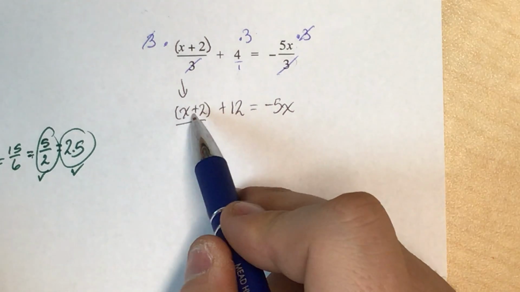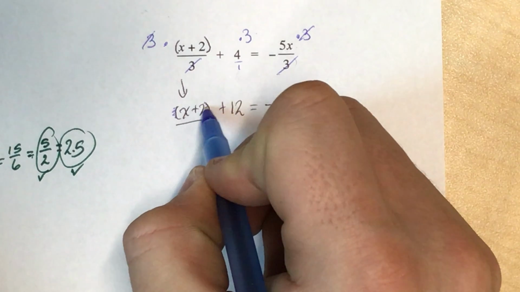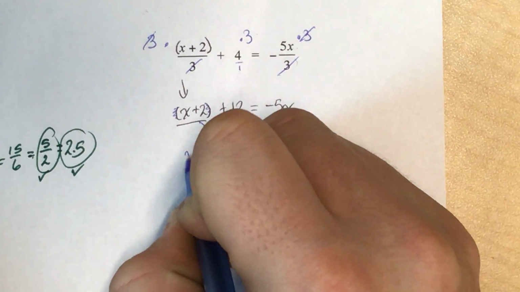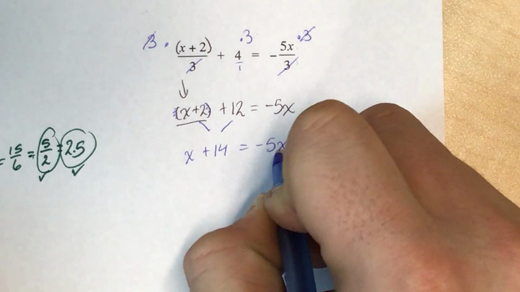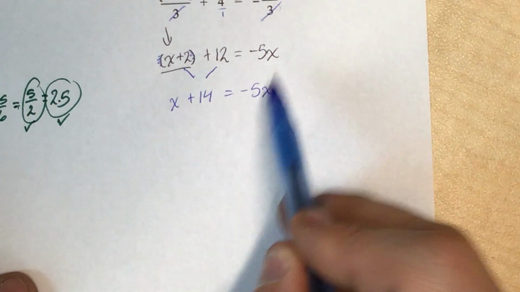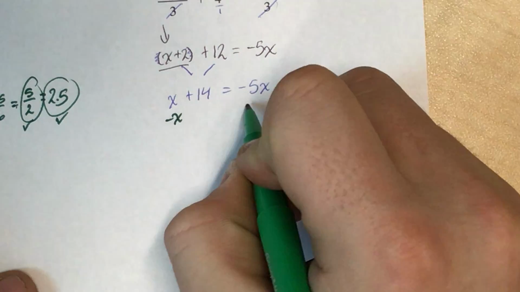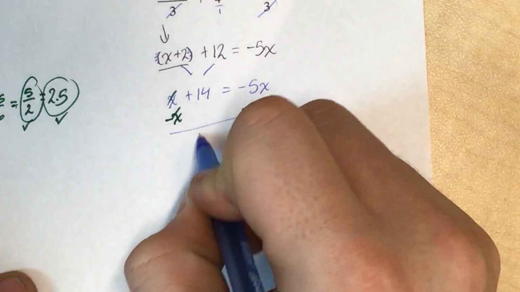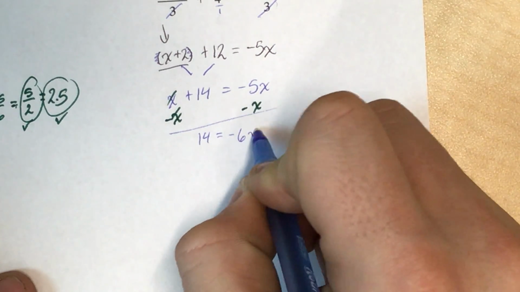Now this x plus 2 doesn't really need the parentheses anymore because there's no multiplication outside of those parentheses. So really, if I just add the like terms, it's x plus 14 is equal to negative 5x. I'm going to move this 1x to the opposite side, so we're going to subtract x. And the result after that is 14 is equal to negative 6x.